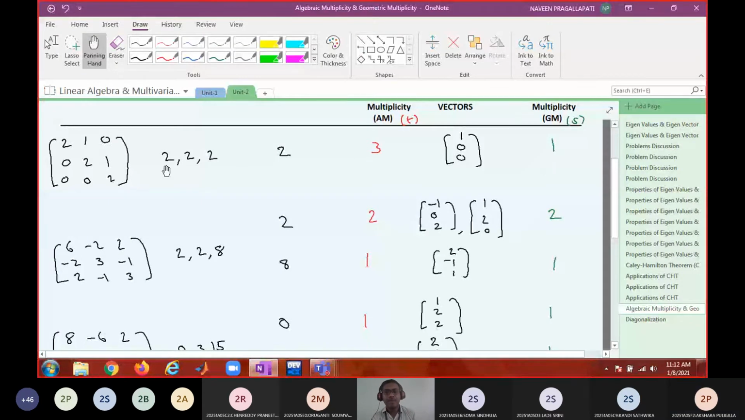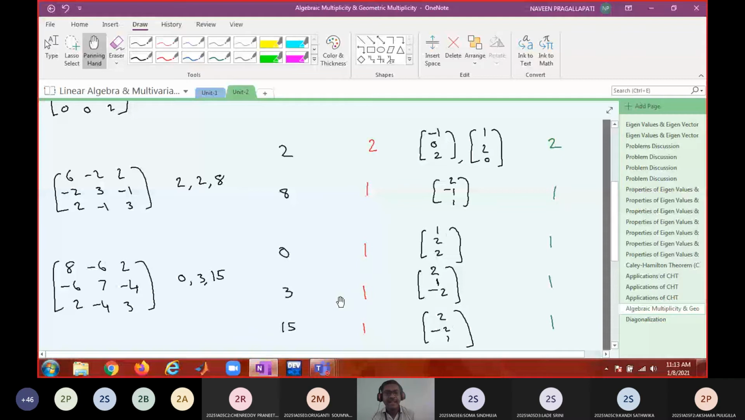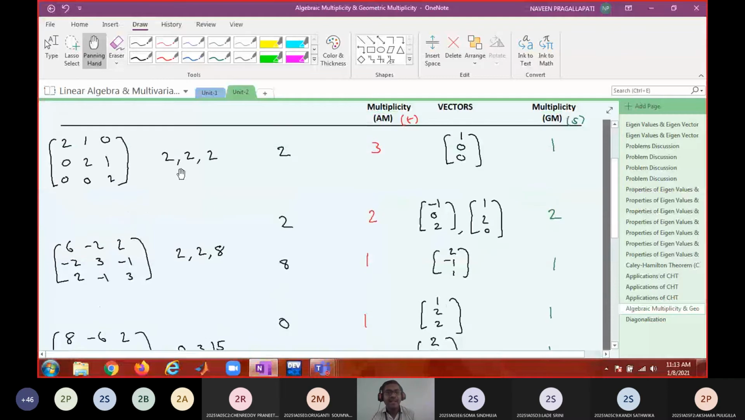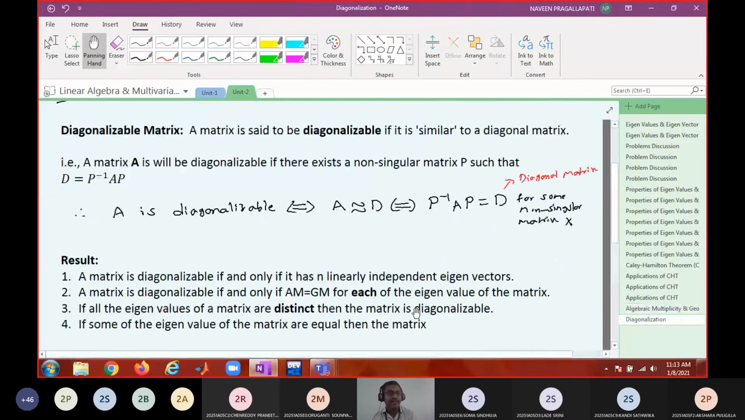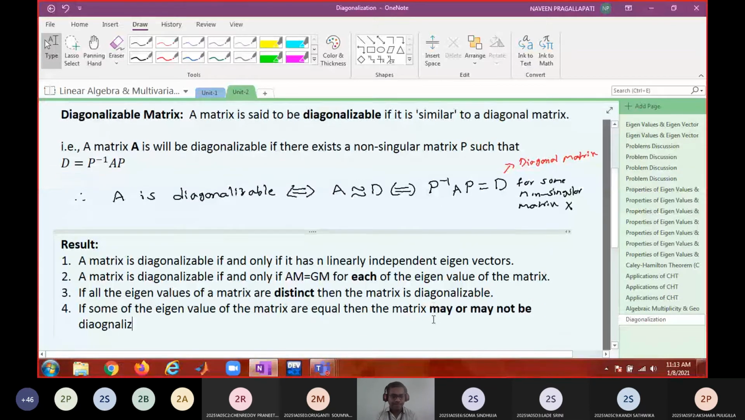No. Okay. So when all the eigenvalues are distinct, there will be n independent eigenvectors. Therefore, it is always diagonalizable. But if some of the eigenvalues are same, the matrix may be diagonalizable or may not be diagonalizable. Okay, you cannot say directly. So if some of the eigenvalues are equal, then the matrix may or may not be diagonalizable. Is this clear to all of you?